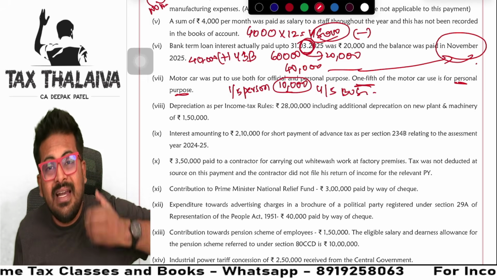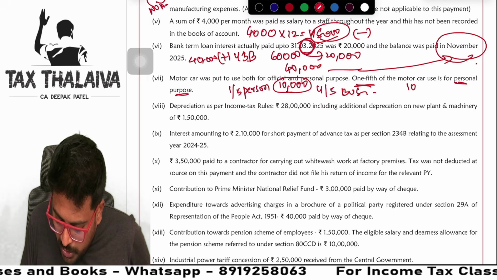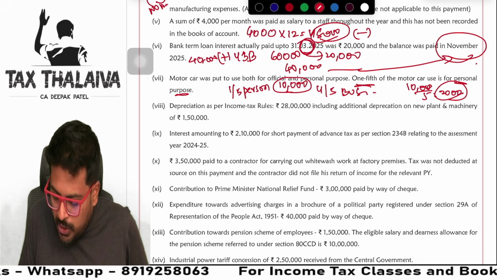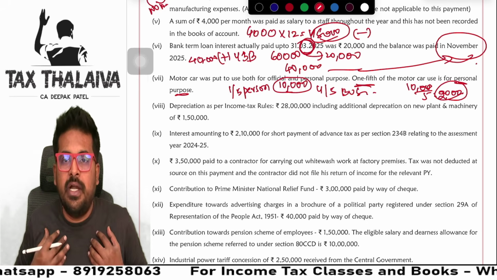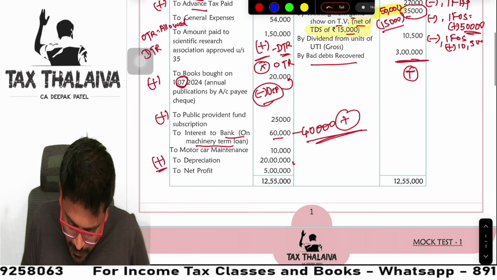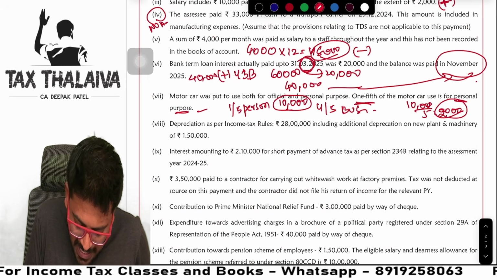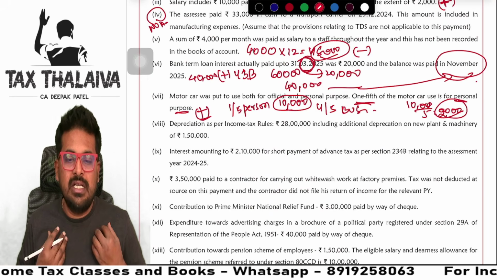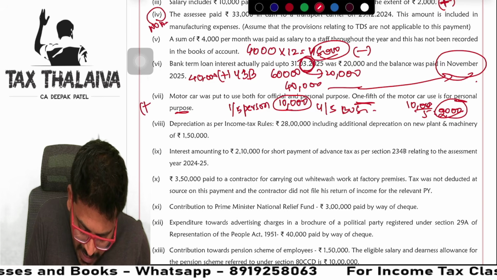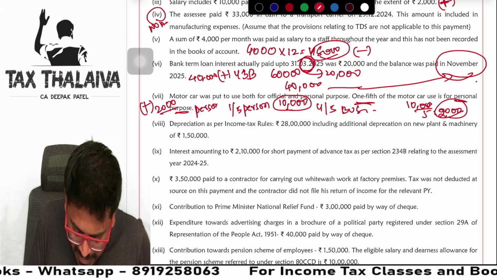So how much will we disallow? Only to the extent of personal expenditure, 1/5. So 10,000 divided by 5 will be 2,000 rupees. Only 2,000 rupees is personal expenditure out of the motor car maintenance of 10,000 rupees. Out of that, we will add back 2,000 rupees because it is personal expenditure, guys.